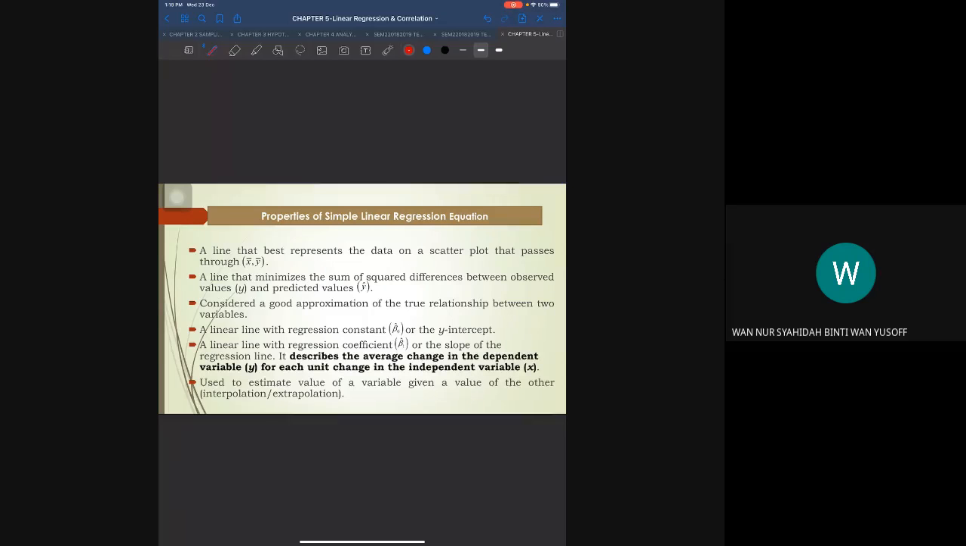So we have the properties of the simple linear regression. Sekejap, 3 minit because sekejap ya.